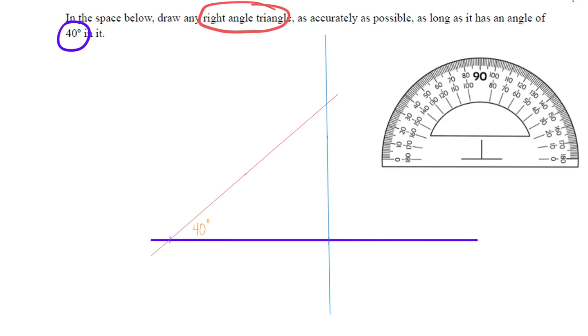Okay, let's quickly mark that as our right angle. There is my triangle. I have now drawn a right triangle with a 40-degree angle in it as accurately as I can. I want you to do the same. So, pause the video, finish off constructing that triangle, and then we'll spend our time talking about why we're even doing this. Okay, pause the video now.